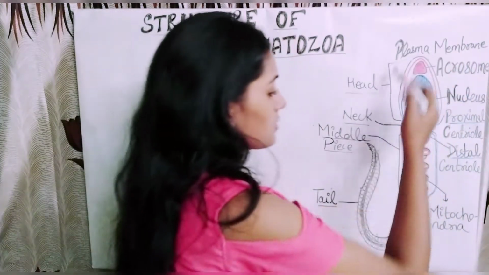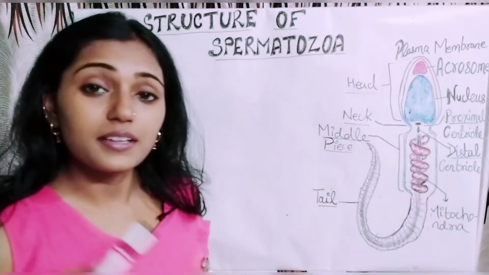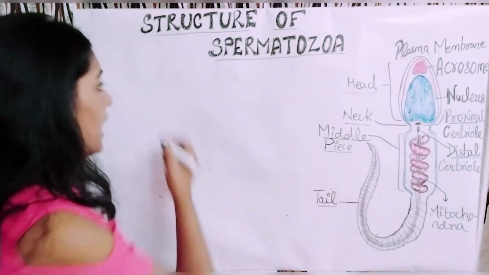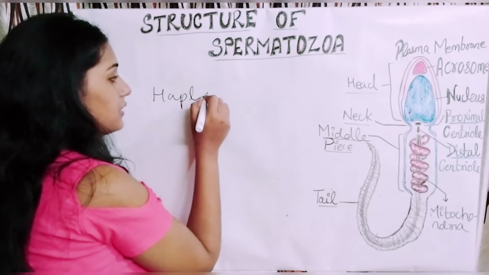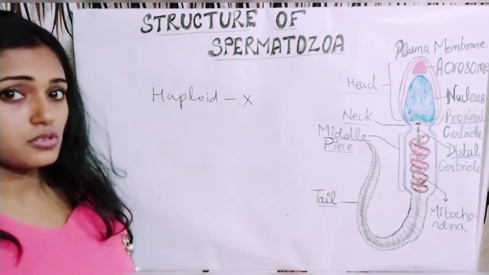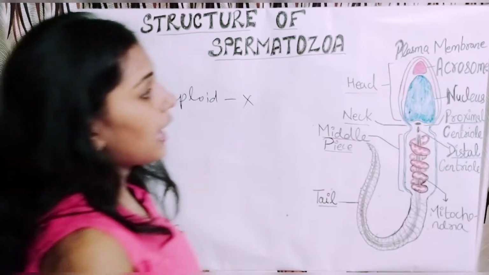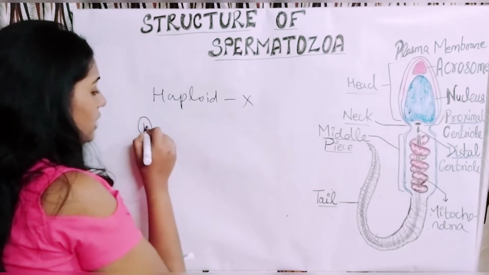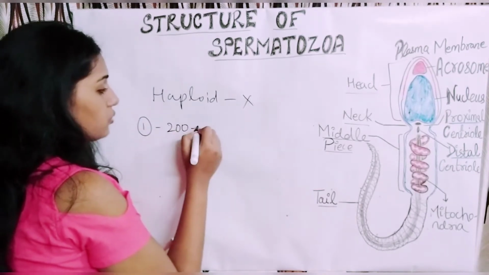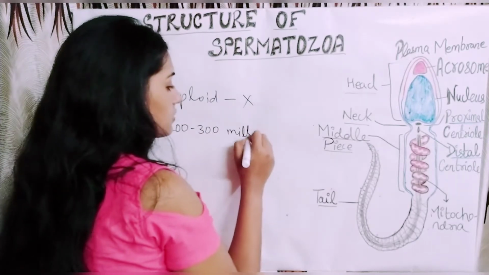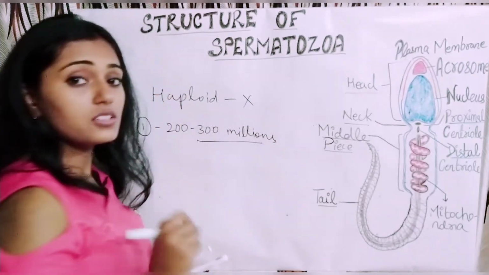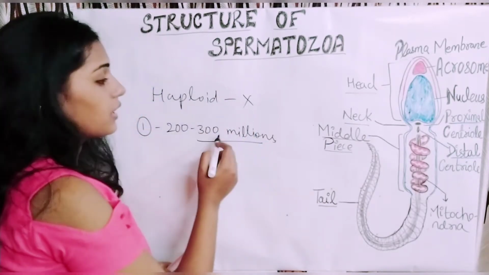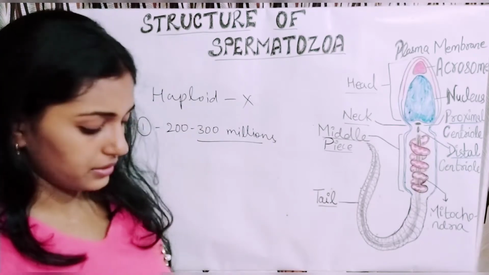Okay, see this is the spermatozoa, that is the male gamete, also called sperm. The spermatozoa is haploid, that is it contains n number of chromosomes, a single set of chromosomes, and it is microscopic. In one ejaculation 200 to 300 million spermatozoa are ejaculated at once.